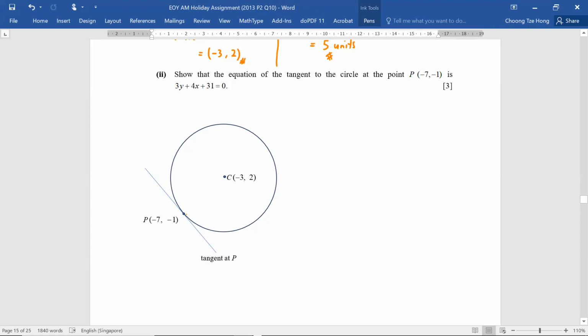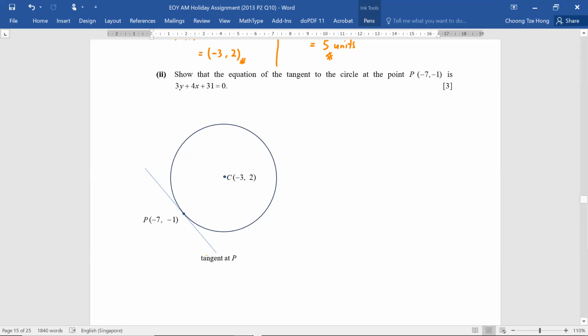It's always very important for you to consider drawing out a diagram so that you can visualize the question better, and it will enable you to solve the question more successfully. Although you may spend about 2 minutes to get the diagram out, I think it's a worthwhile investment in time because it will enable you to plan your working more easily. So how do we find the equation of this tangent at P?